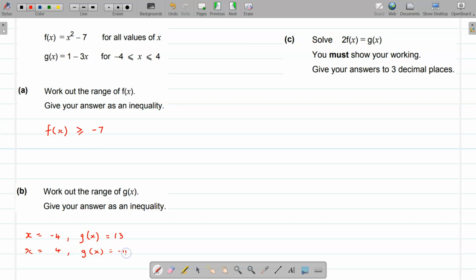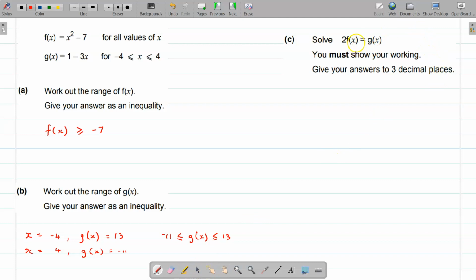And because it's a straight line, you can simply say that the answer to the question would be that minus 11 is less than or equal to g of x, which is less than or equal to 13, which is the highest value. So that's the range of g of x.